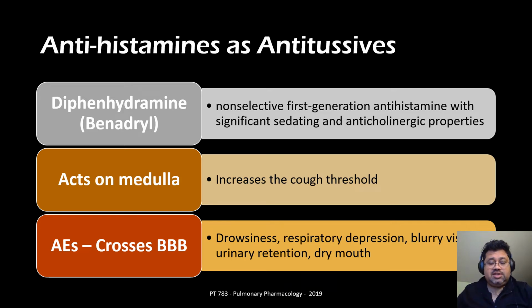Now, antihistamines are used to suppress histamine activity in the body, which is related to allergies. The most common anti-allergic medication which is used as an antitussive is diphenhydramine, which is Benadryl. Now, Benadryl is a non-selective first-generation antihistamine with significant sedating properties and anticholinergic properties. So how does it work? It works on the medulla by increasing the threshold for cough.